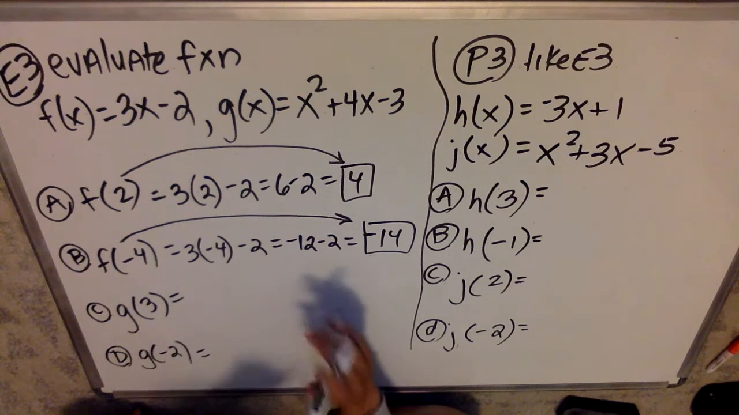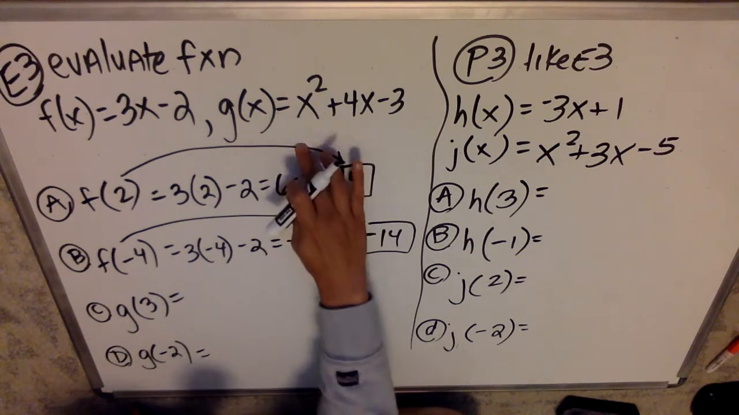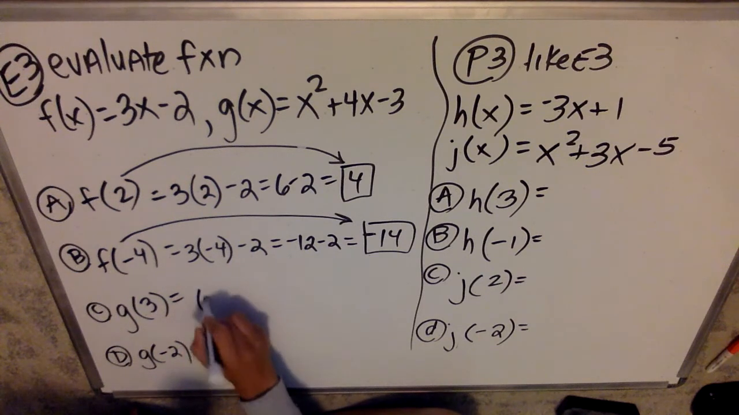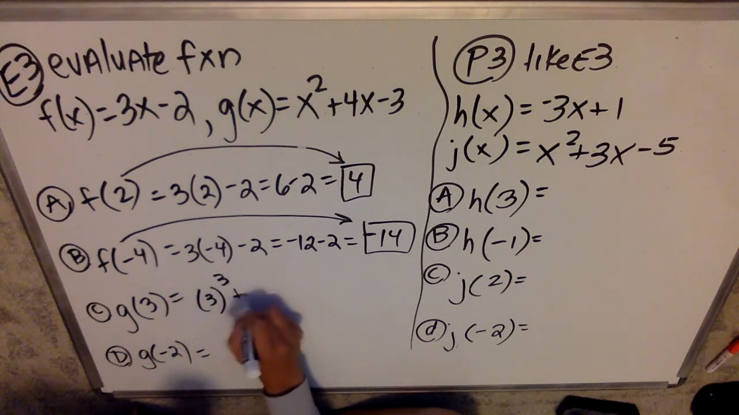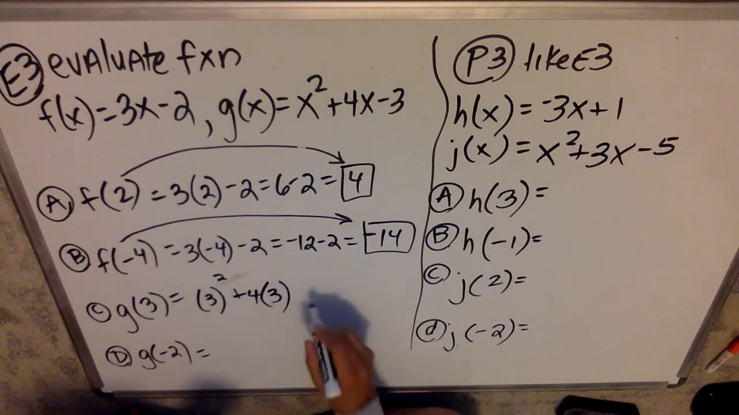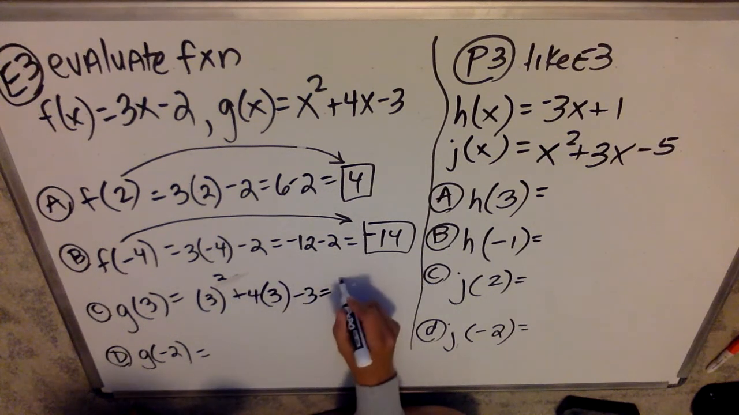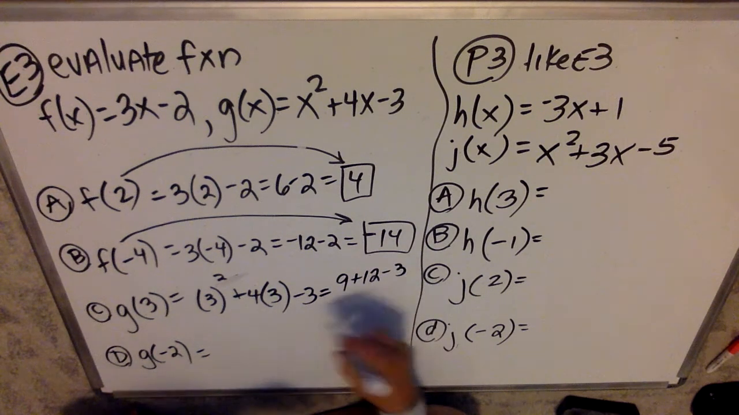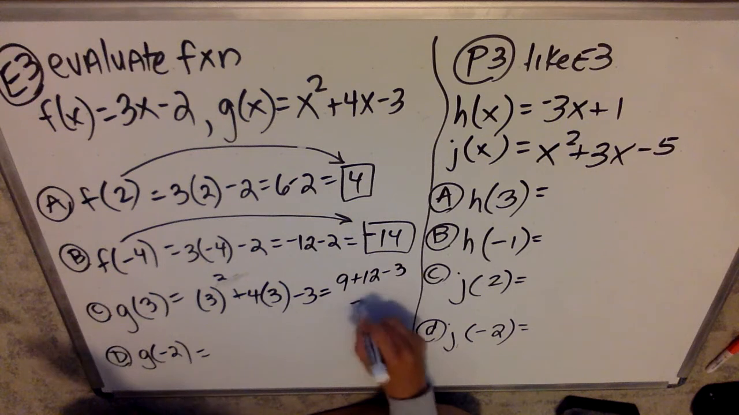Now, g is a little tricky because g has two different x's. It has an x squared and it has a 4x. So I need to plug that 3 in both spots. So this is going to be 3 quantity squared plus 4 times, oh, sorry, it's squared and I wrote cubed, my bad, plus 4 times 3 minus 3, right? So that's going to be 9 plus 12 minus 3, right? Which is 21 minus 3, so I get an 18.